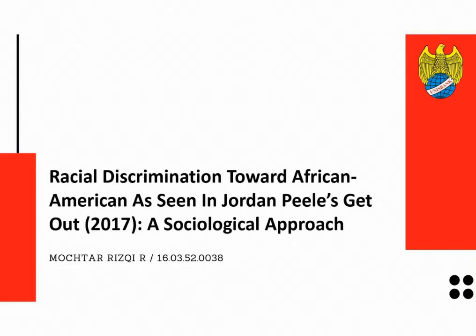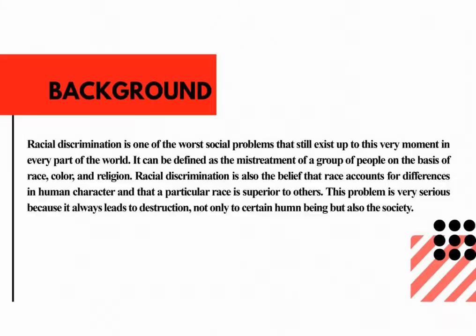I'm Mokhtaris Kiriantoro. Today, I would like to present my undergraduate thesis. The title is Racial Discrimination Toward African American as Seen in Jordan Peele's Get Out Movie, A Sociological Approach. First, introduction of the study.